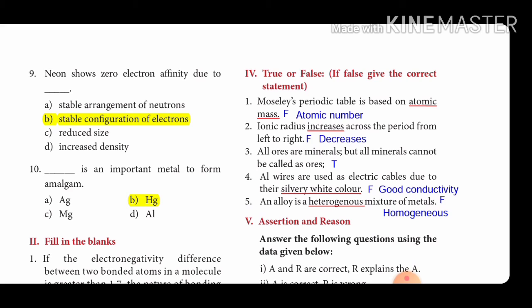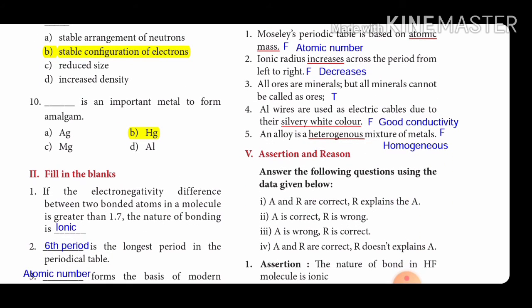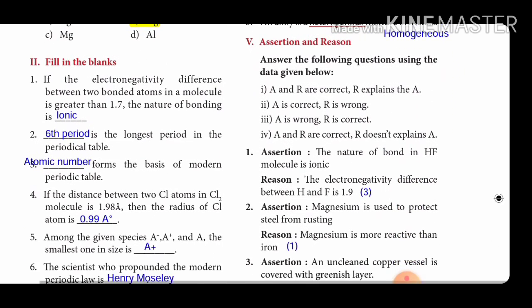Third one, all ores are minerals, but all minerals cannot be called as ores. It's a true statement. Fourth one, all wires are used as electric cables due to their silvery white color. It's a false statement. It is not because of silvery white color, it is because of good conductivity. Fifth one, an alloy is heterogeneous mixture of metals. It's a false statement. Here instead of heterogeneous mixture, we have to write homogeneous mixture there.